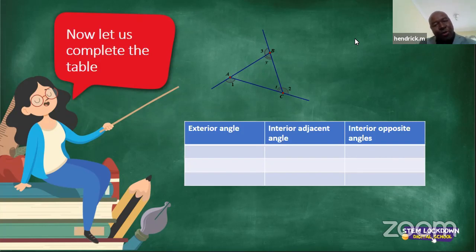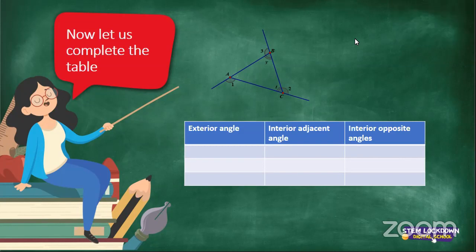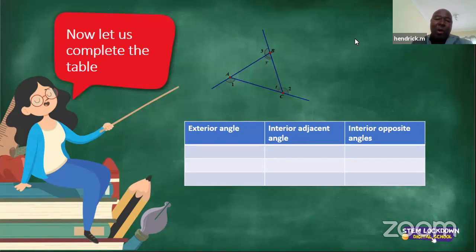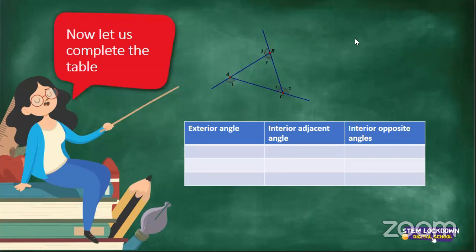Now, I've said to you, B3 is an exterior angle. And I want you to mention an angle which is just next to B3. Is it A1? Oh no, it's Y. Exactly. So now you have got it correct. Y is an adjacent angle. Now that you have mentioned the adjacent angle, I want you to mention the interior opposite angles. Is it T? Yes, that's one of them, T. That's correct.